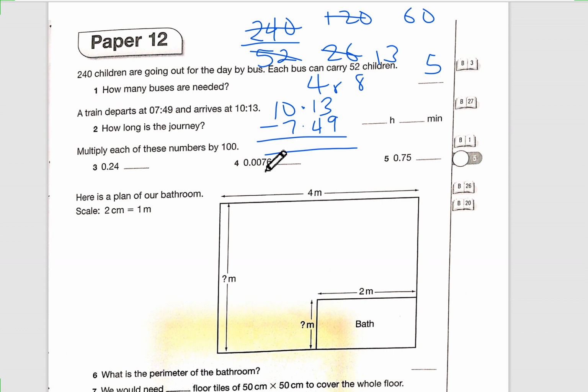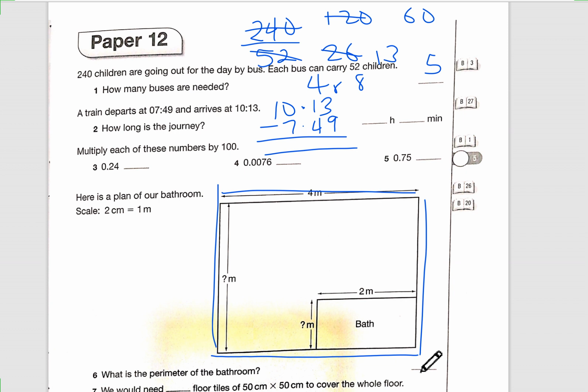Now number 6 says this is a plan of our bedroom. Scale 2 centimeters represents 1 meter. So what is the perimeter of the bedroom? Now the perimeter is adding all sides: this side plus this side plus this side plus this side.